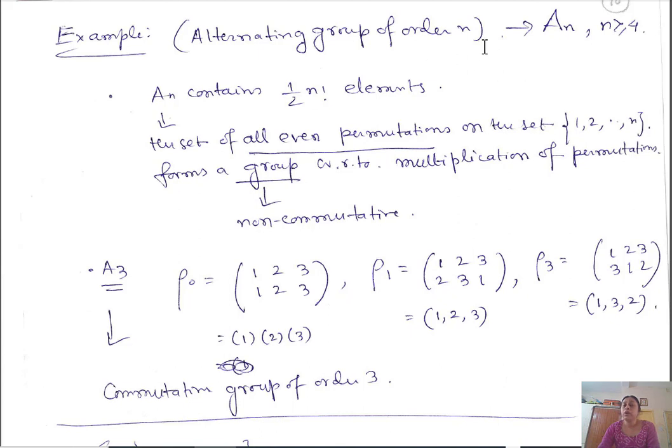That is the alternating group of order n. If n is equal to 3, in that case you get A3, and that actually is a commutative group. That is also a group, but it is commutative. But for n greater than 3, it is a group, but it is not an abelian group.